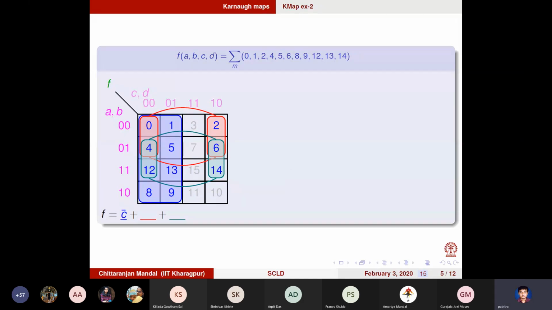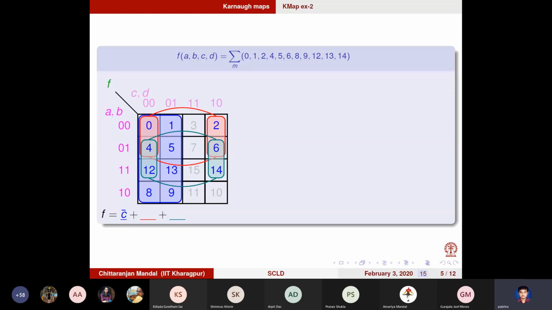So let's look at this. First, look at this cube. You see the only thing that is invariant across this cube is C. D varies. A and B both vary. C is the only one invariant, and C is 0. So you should have C. So the first term corresponding to blue will be C bar. Now look at this second one, 0, 4, 2, and 6. What are the things that are varying?